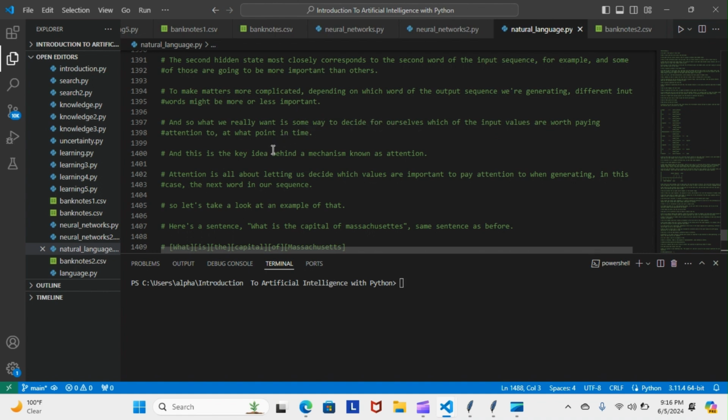And this is the key idea behind a mechanism known as attention. Attention is all about letting us decide which values are important to pay attention to when generating, in this case, the next word in our sequence. So let's take a look at an example of that.